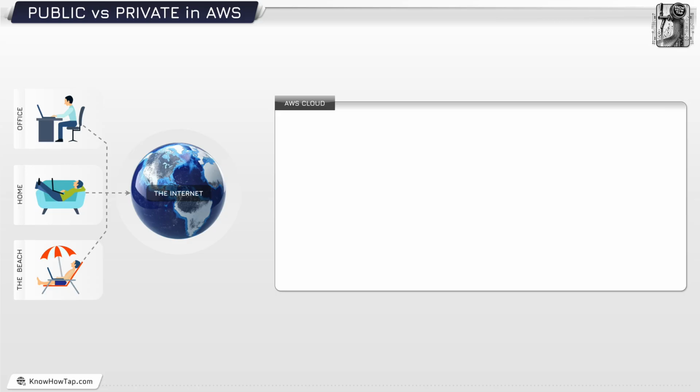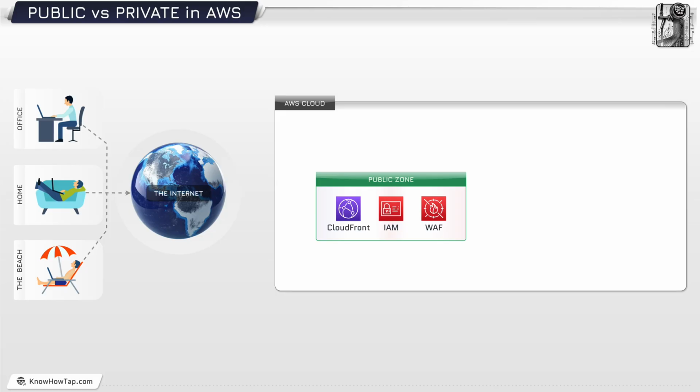The first group of services sits in what I'm calling the public zone. These services expose public endpoints, meaning AWS publishes endpoint addresses that are reachable directly over the internet. Examples include CloudFront, IAM, and Web Application Firewall. If you have an internet connection and the right permissions, you can reach these services effortlessly.